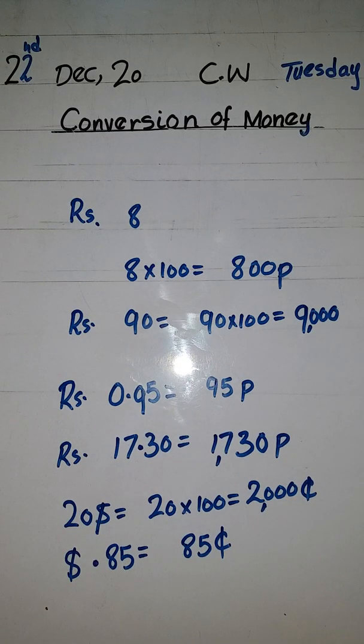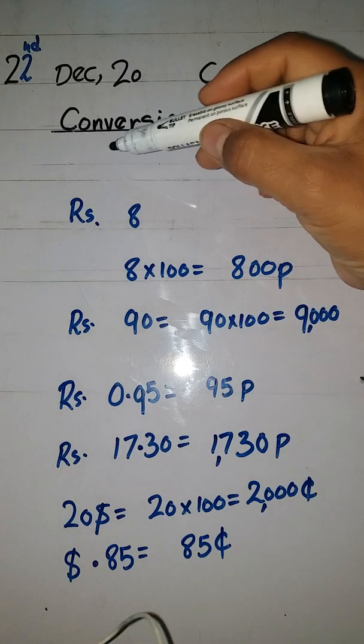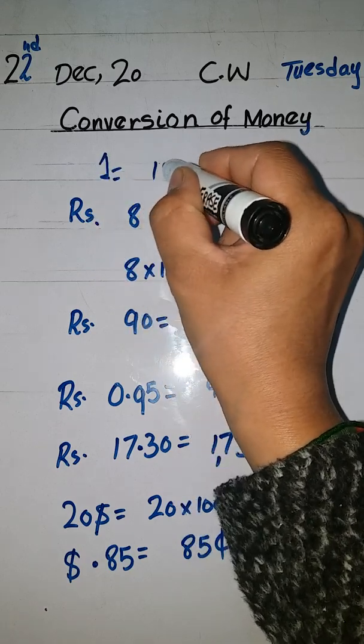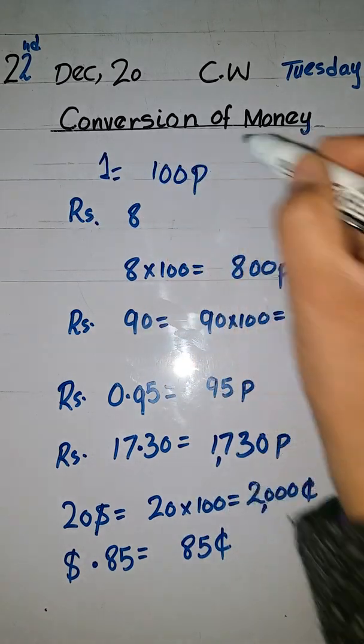Okay, grade 3. Last time we learned conversion of money: rupees into paisas and dollars into cents. It means we learned how to convert rupees into paisas and dollars into cents. Okay grade 3, we all know that 1 rupee is equal to 100 paisas.